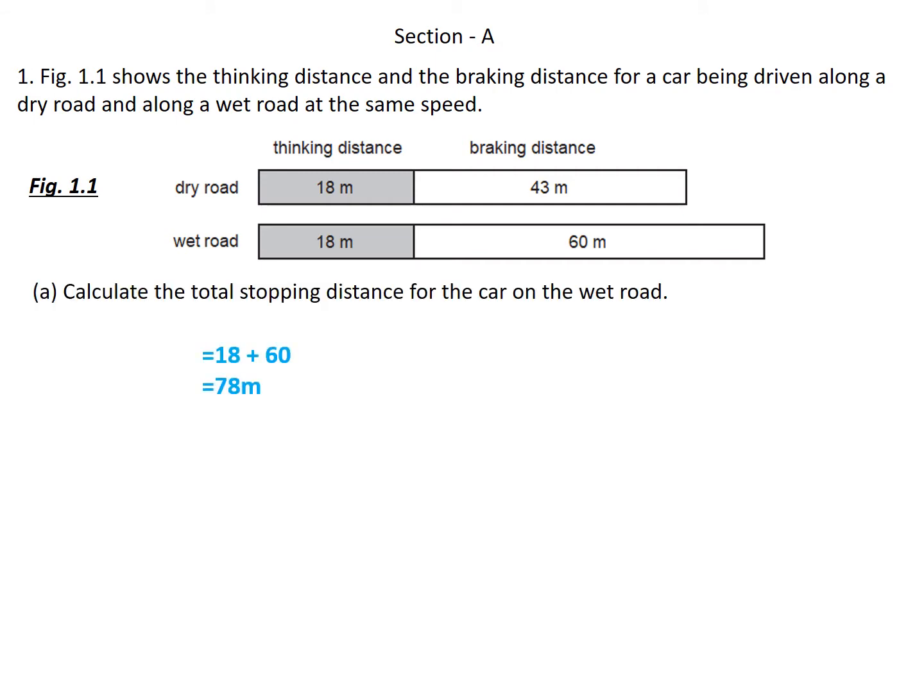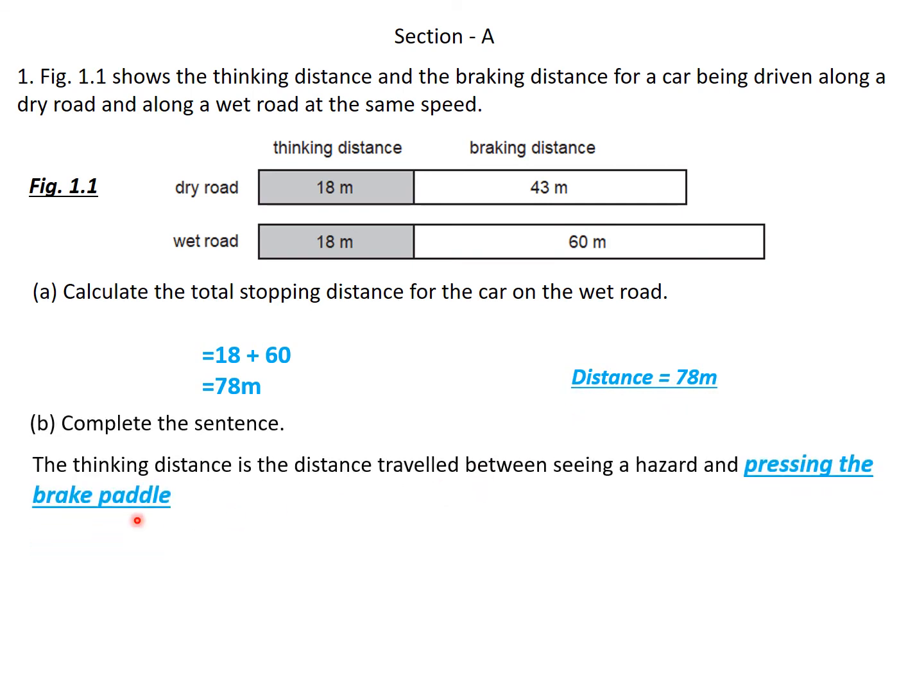Part A. Calculate the total stopping distance for the car on the wet road. As you can see, this is the graph for the dry road and this is the graph for the wet road, which shows that the driver took 18 meters to think about the braking and 16 meters were used by the car to stop. We will simply add both of them and our answer will be 78 meters.